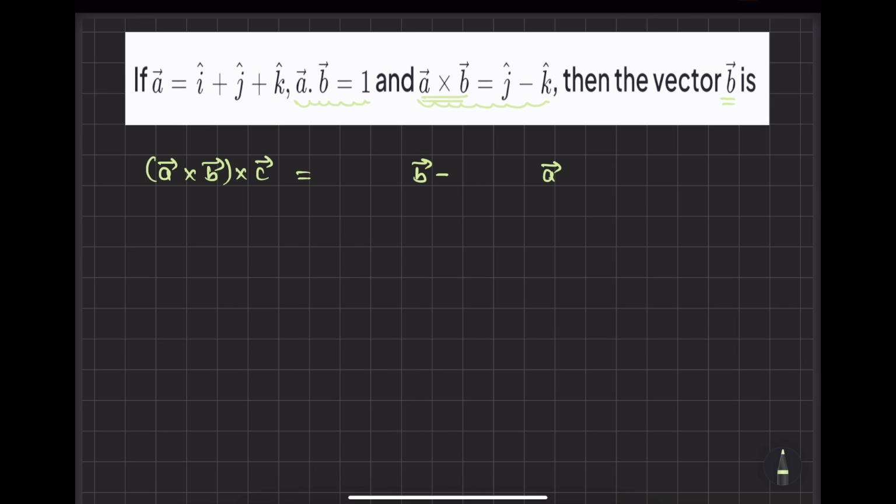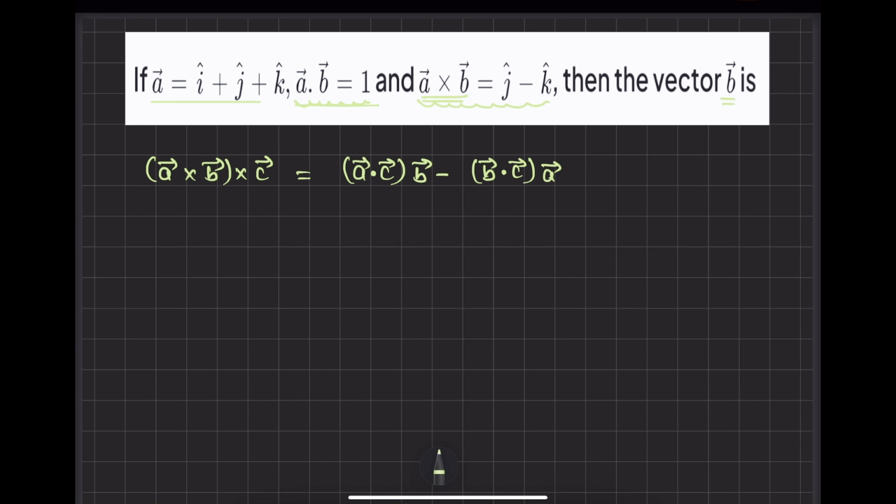Now, if you wrote vector B, what are the leftover things? It is A dot C. If you are dealing with vector A, what are the remaining things? B dot C. So this is the expansion. But you know that in this question we have A and B only. We cannot introduce another vector C.